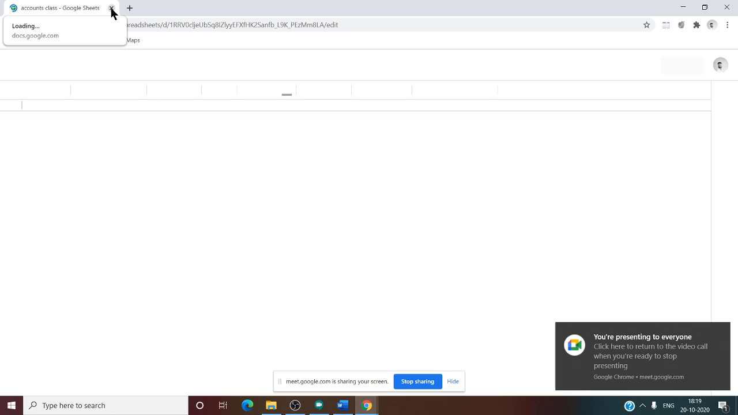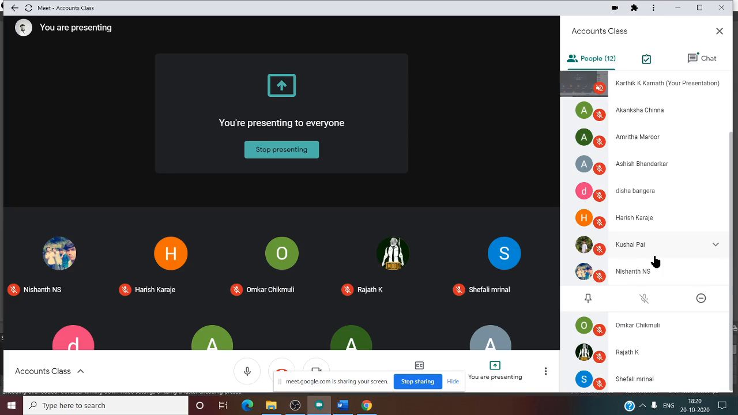Akamsha, Amrita, Ashish, Disha, Harish, Pratish, Kushal, Nishant, Omkar, Rajat, Shefali.